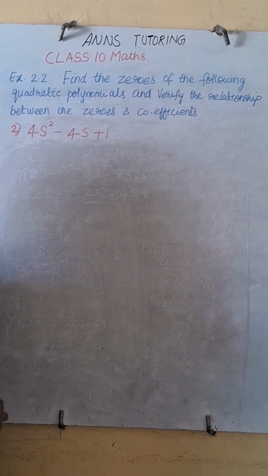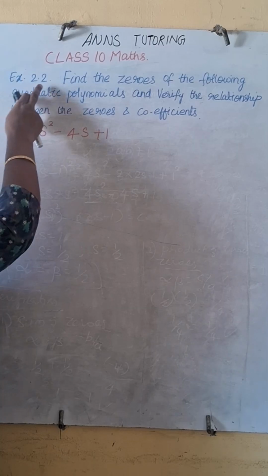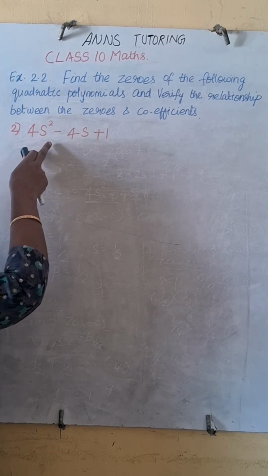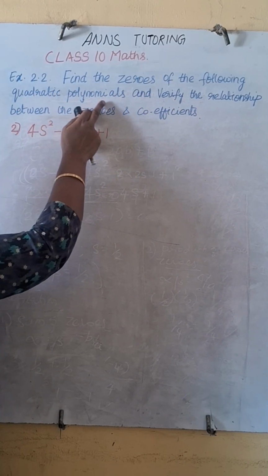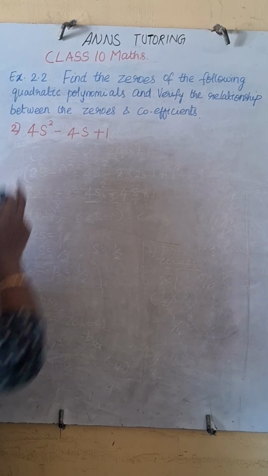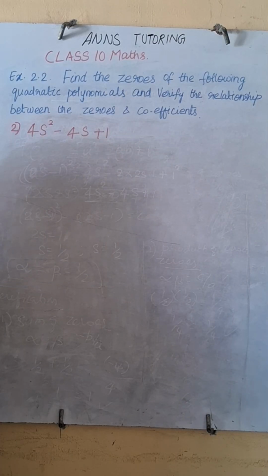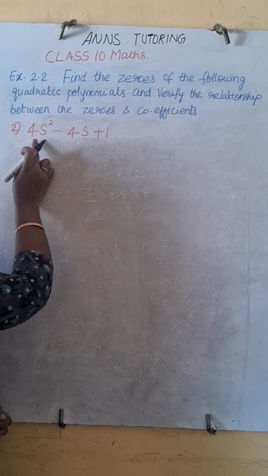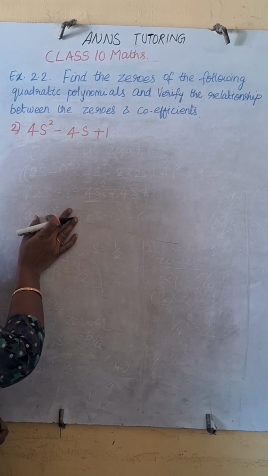Hi students, today we are going to solve exercise 2.2, second question. In this question we find the zeros of the quadratic polynomial and verify the relationship between zeros and coefficients. For the second question, the polynomial is 4s squared minus 4s plus 1.